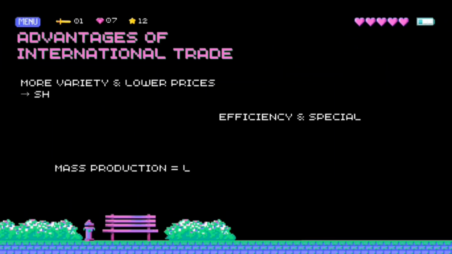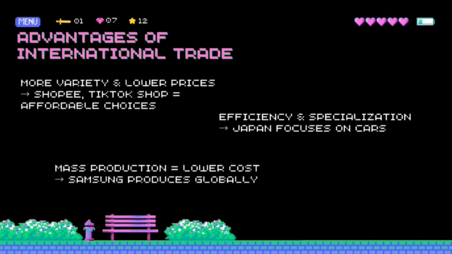What are the advantages? It gives more variety and lower prices, such as Shopee and TikTok Shop, which offer affordable choices. Next is efficiency and specialization, just like Japan, which focuses on cars. Lastly is mass production, which equals lower cost, just like Samsung products that they produce globally.